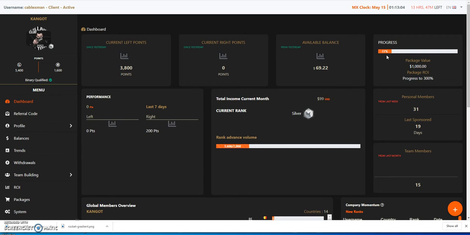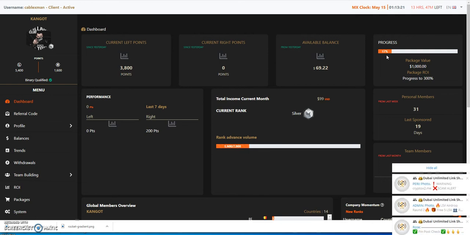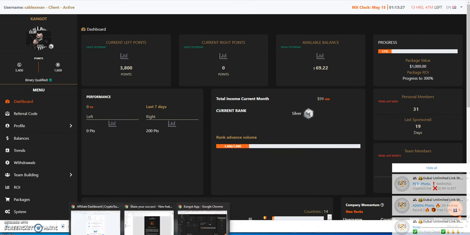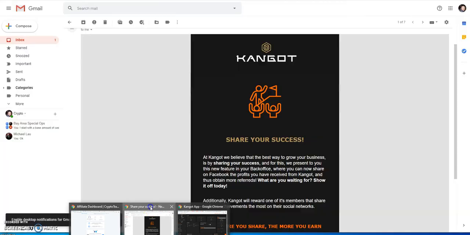And I'm still on the fence with the ambassador. I think I last talked about how I was planning on just holding out and seeing how this thing goes. There's three different ambassador options. There's the 7,500, the 750, and the 150, right? Let me see if I can show that to you. But before I do that, I just got the latest update on KANGOT.